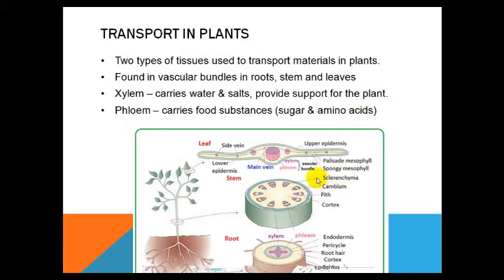If you notice in the leaf, the xylem and phloem are located in the main vein. The xylem can be found on top, while the phloem is below. For the stem, they are arranged in a ring, with the xylem inside and the phloem outside. For the root, it is in the form of a plus sign inside the root, with the xylem inside, surrounded by the phloem.